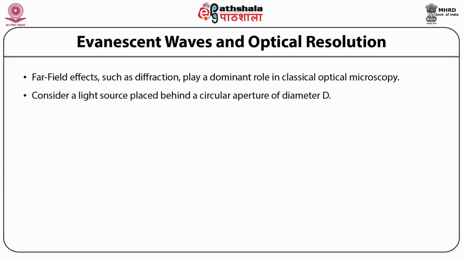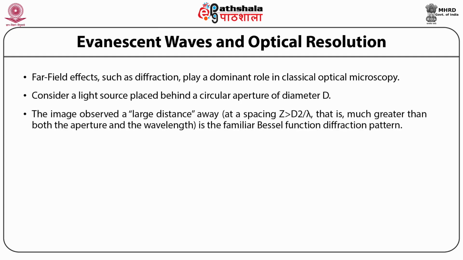Consider a light source which is placed behind a circular aperture of diameter d. The image observed at a large distance away, that is, at a spacing z greater than d squared by lambda, that is, much greater than both the aperture and the wavelength, is the familiar Bessel function diffraction pattern.